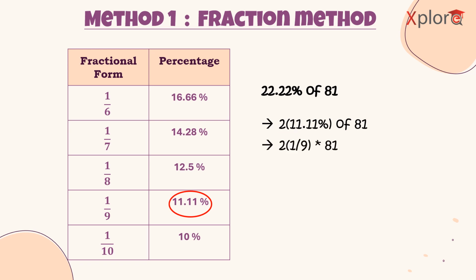So 2 into 1 by 9 into 81. 9 and 81 get cancelled, and 2 and 9, it is 18. So 22.22% of 81, if we are solving it, we get the answer very quickly if we use the fraction method. So we need to check the values whenever these percentages are there. We can use the corresponding fractional method to solve the problems very simply.